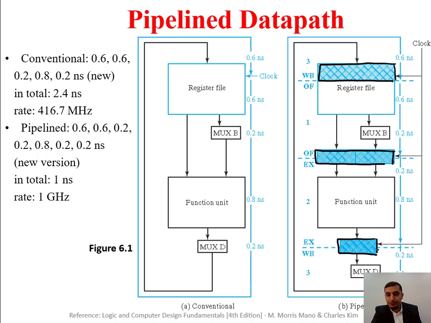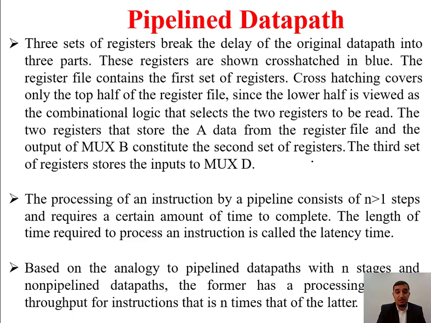In order to move from one cycle to another, because this will be in cycle number 1, this will be in cycle number 2, and these will be in cycle number 3. In order to move from one cycle to another, we need pipeline registers. These pipeline registers will basically do what? They will hold the data in the intermediate stages. So 3 sets of registers are used to break down the original data path.